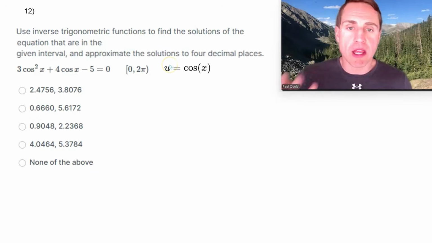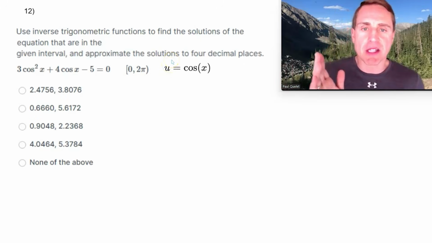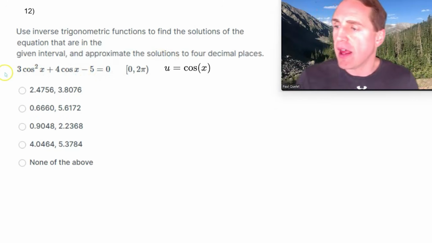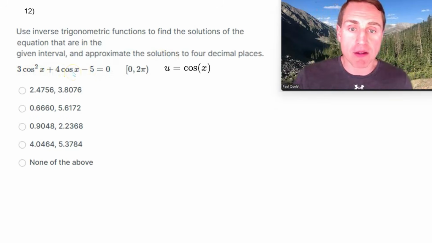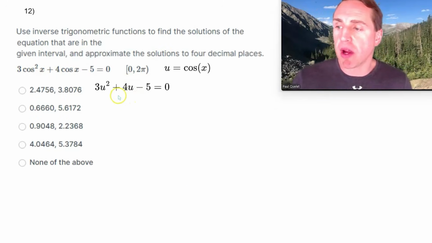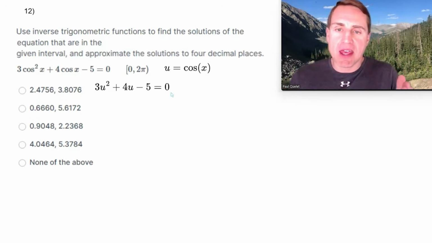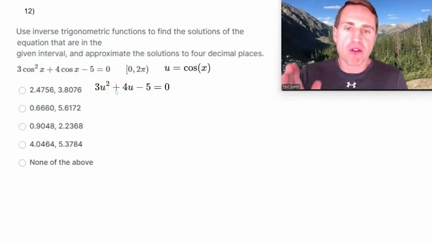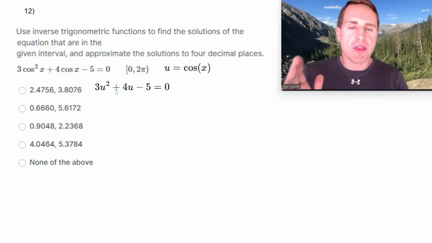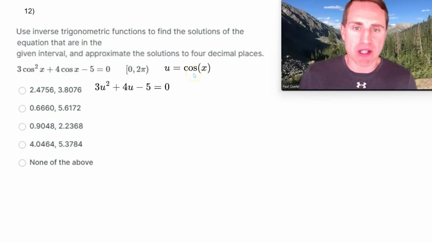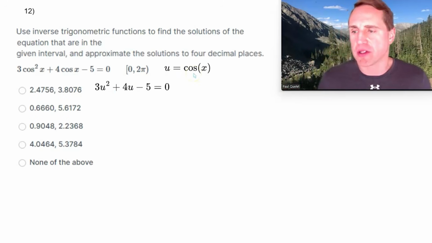Let's let u equal cosine x. U is a common letter that's used in mathematics when substituting for an entire function. Then we'll be able to see this as a quadratic even better. So we end up with 3u squared plus 4u minus 5 equals 0. Now consider, when we have this quadratic, we're going to solve for the values of u with quadratic solving, and then we'll substitute back in cosine x and then perform inverse cosine.